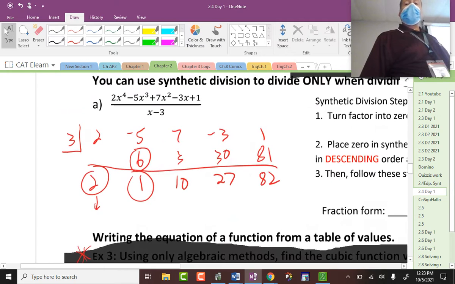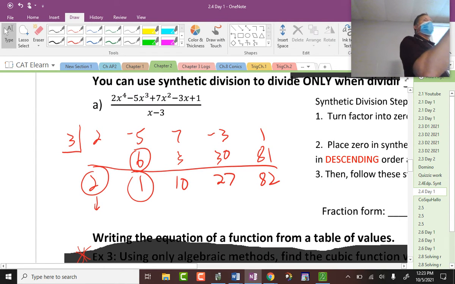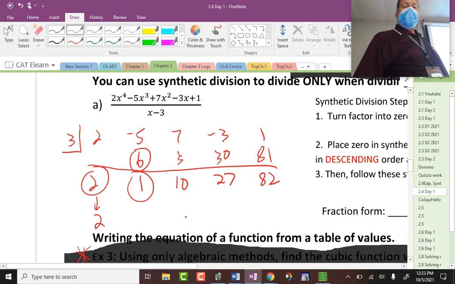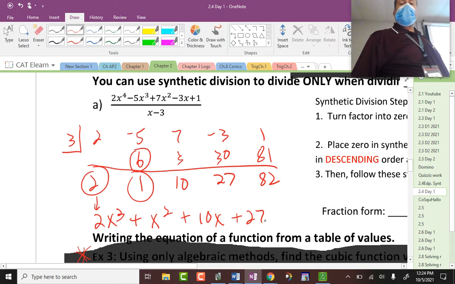So Scott, what is the final answer then? Remember, I didn't tell you. This is divide. So I'm dividing polynomials. So what's the final answer? 2. All right. Good. Keep going. Oh, sorry, you said cubed. And then what do we do with that 82? Oh, it's 82 over x minus 3.